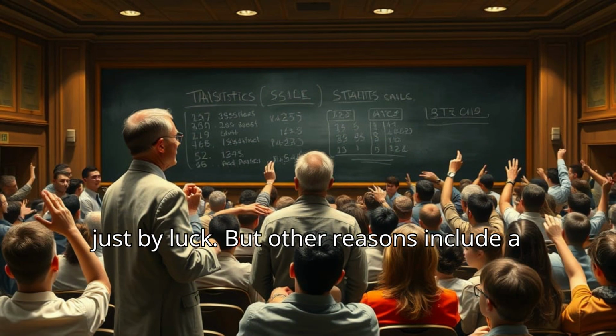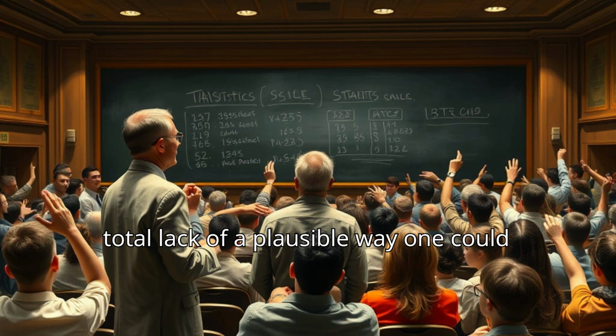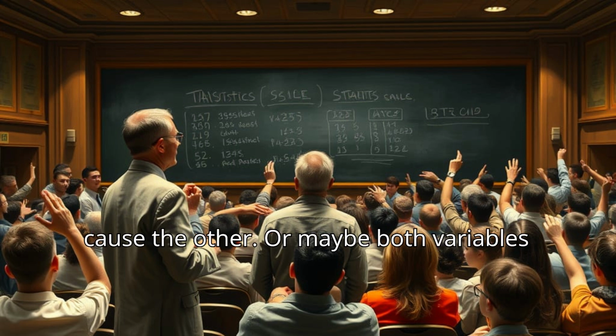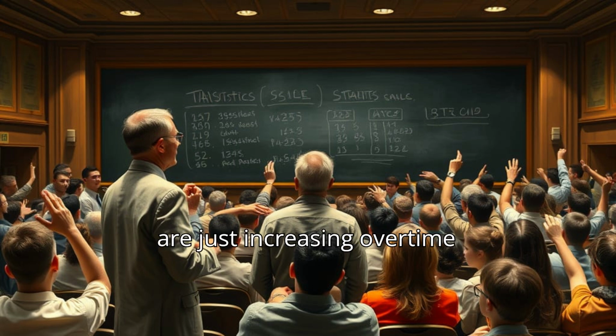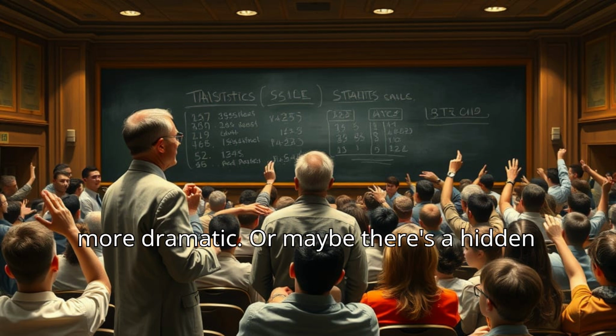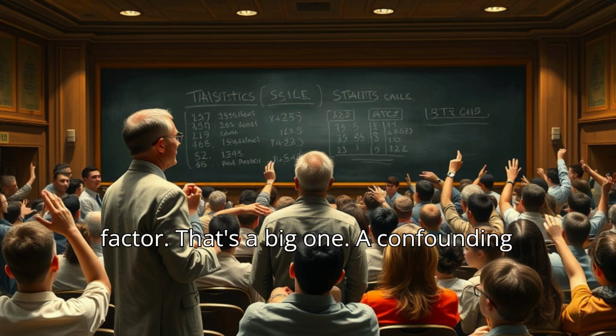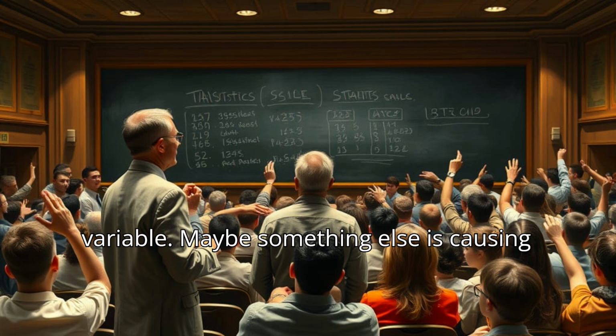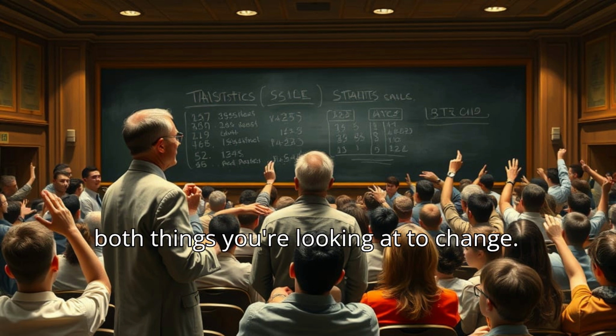But other reasons include a total lack of a plausible way one could cause the other. Or maybe both variables are just increasing over time independently. Or visual tricks, like weird y-axes on graphs making things look more dramatic. Or maybe there's a hidden factor. That's a big one. A confounding variable. Maybe something else is causing both things you're looking at to change.